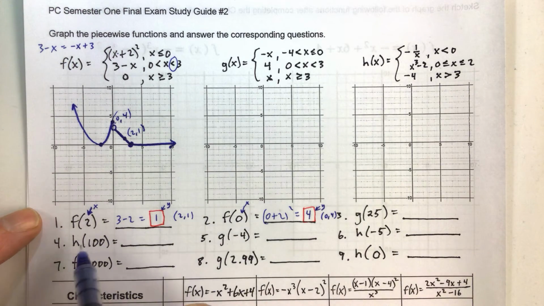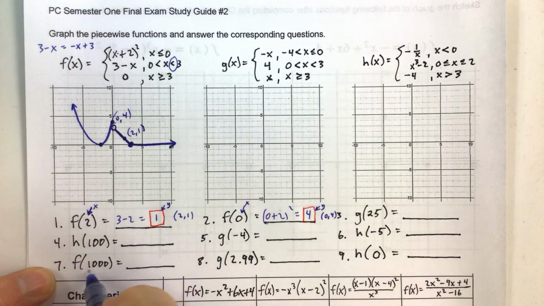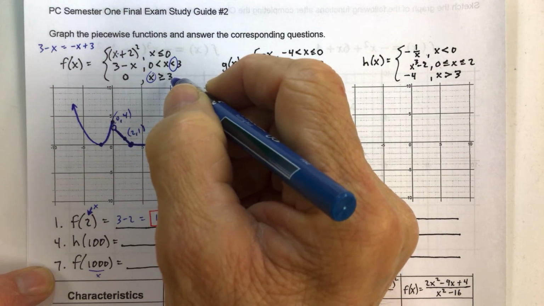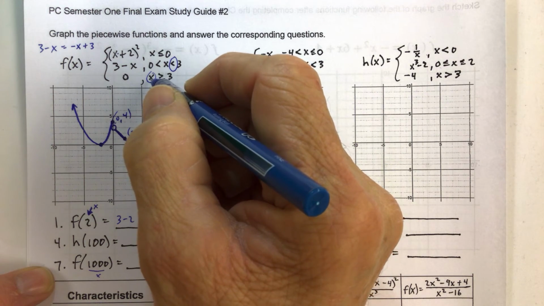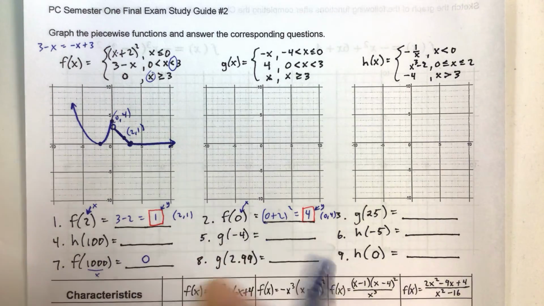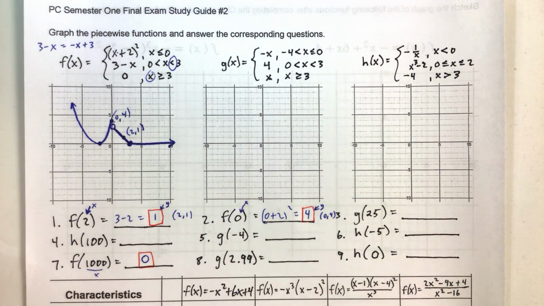And then problem number 7, f of 1000. Well, clearly 1000 being the x is greater than or equal to 3. And so when the inputs are greater than or equal to 3, the outputs are always just 0. All right, so that takes care of the f of x piecewise function.